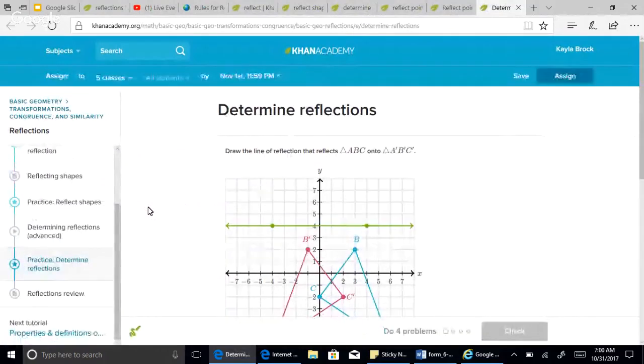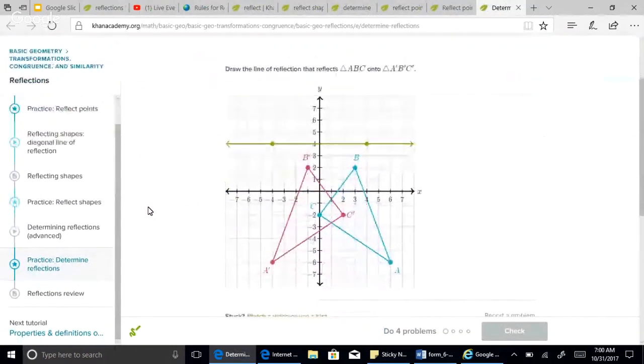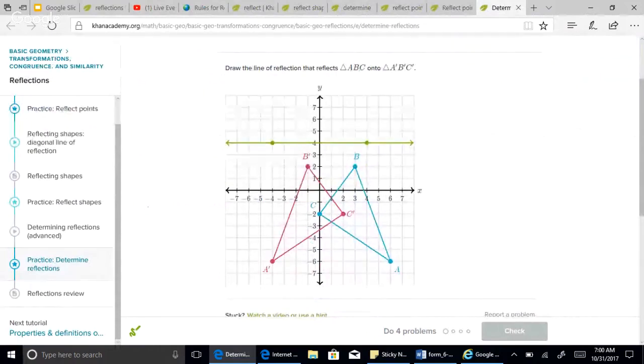Draw the line of reflection that reflects triangle ABC onto A prime, B prime, C prime. So they have the original image, and then they have the image after the reflection. And what you're saying is, where was that line of reflection? In this case, the line is at x equals 1. So let me draw that for you.